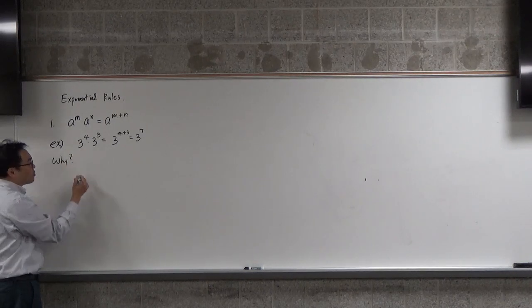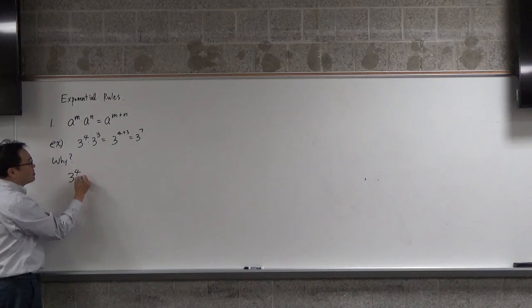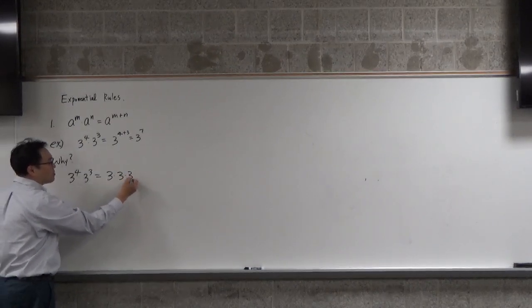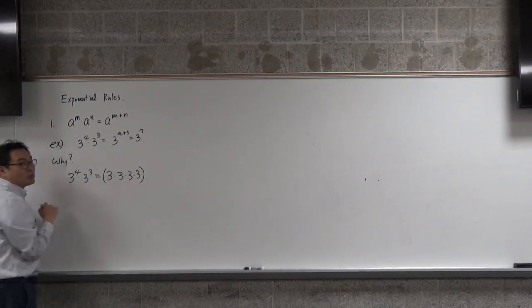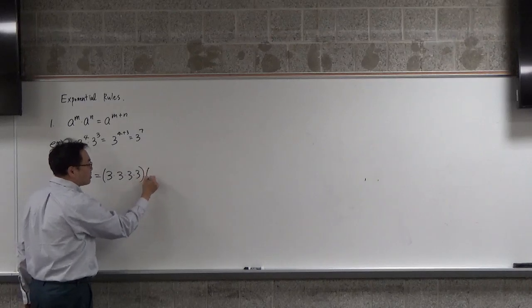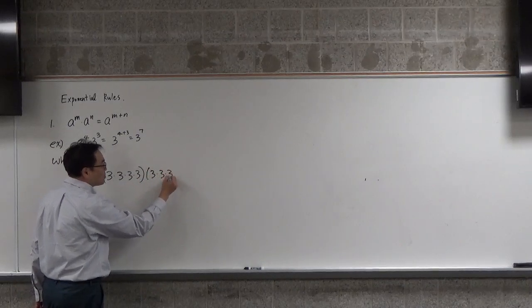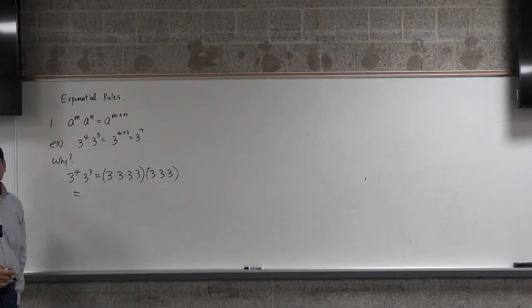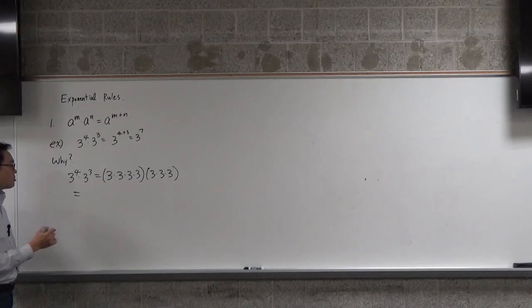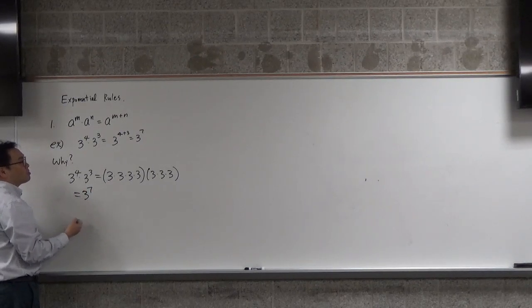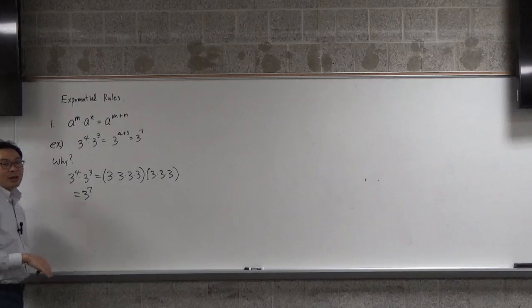3 to the 4th power, what does that mean? 3 to the 4th power means 3 multiplied to itself how many times? 4 times, right? And 3 to the 3rd power means 3 multiplied to itself 3 times. Now, count how many times you multiplied 3. 7 times, right? So that's why you end up adding the exponents.